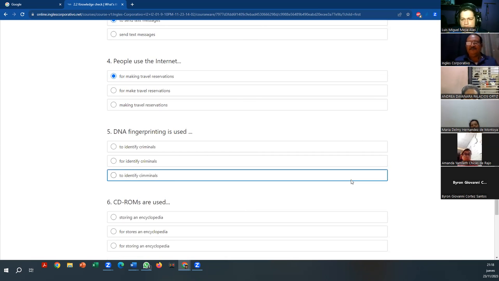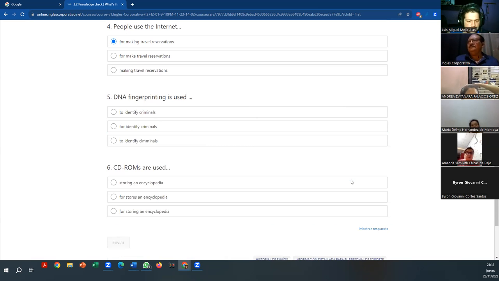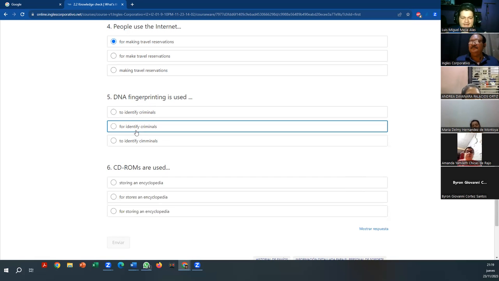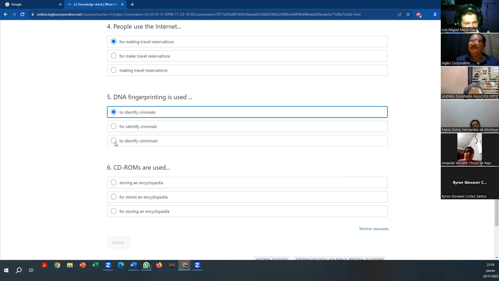DNA, fingerprints. It's used to identify criminals. The first one, again. What is the difference with the third one? It's a mistake, a spelling mistake: criminals. This is criminals, right? Okay, very good. You see, this is tricky. It's a tricky sentence. So it's the first one.